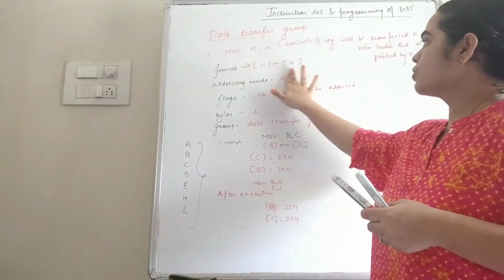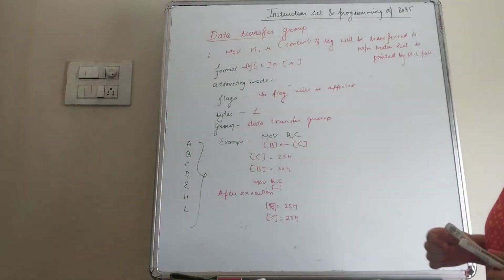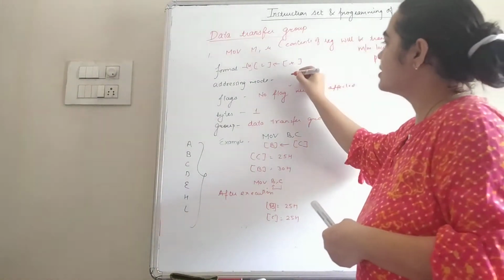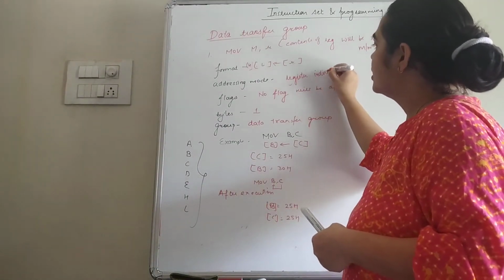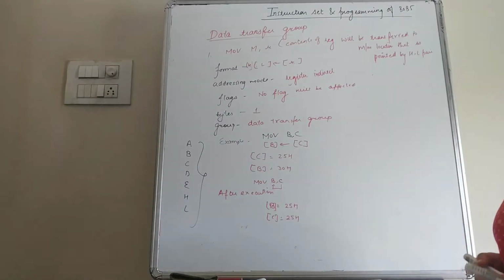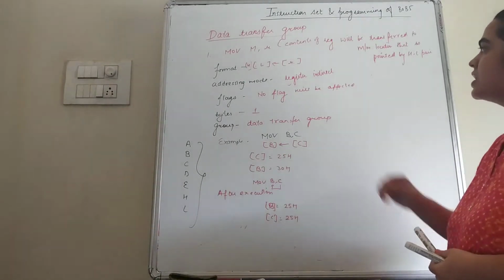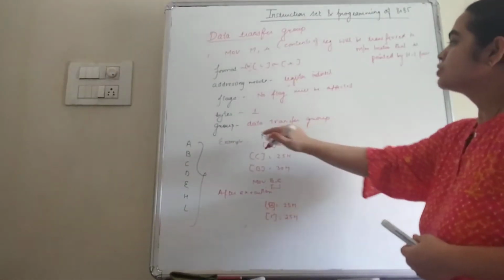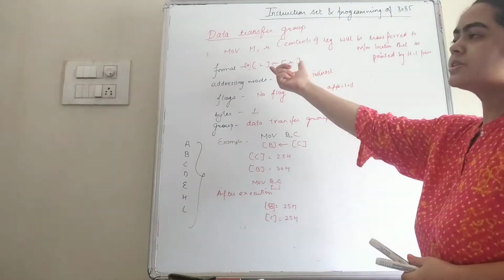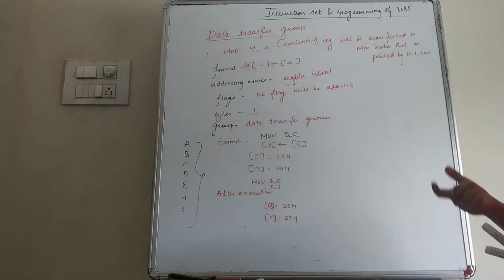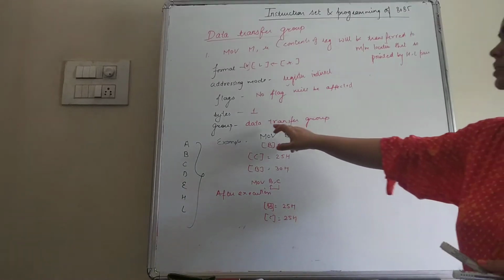Now the addressing mode. Students, I told you earlier, when M is specified in the instruction, the addressing mode is always register indirect addressing mode. Next one is the flags. Again, this is the data transfer group, so no flag will be affected by this instruction. Next is bytes. 1 byte is used by this instruction because there is no direct address and no data given in the instruction. This instruction comes under the data transfer group.